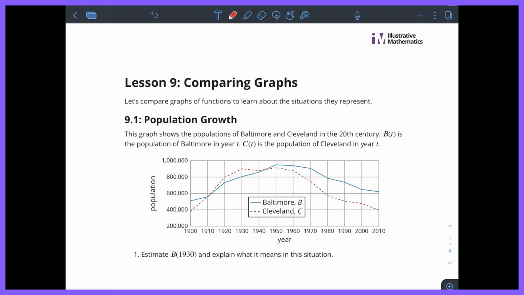Let's take a look at an example called population growth. It says, this graph shows the populations of Baltimore and Cleveland in the 20th century. B of t is Baltimore's population in the year t. C of t is Cleveland's population in the year t. So Baltimore's blue, and Cleveland is that dashed red line that you see. Question 1 asks, estimate B of 1930 and explain what it means.